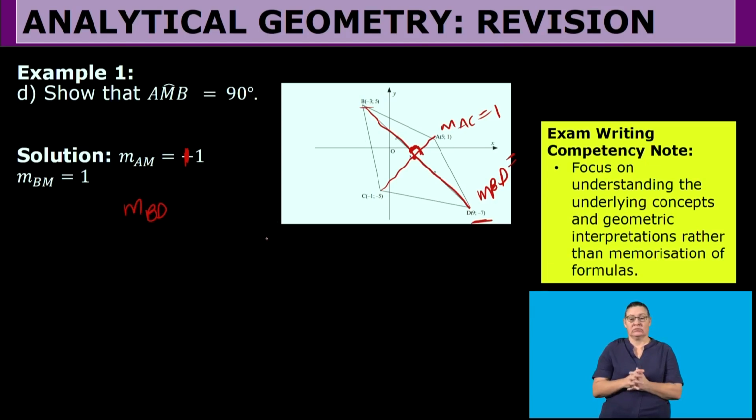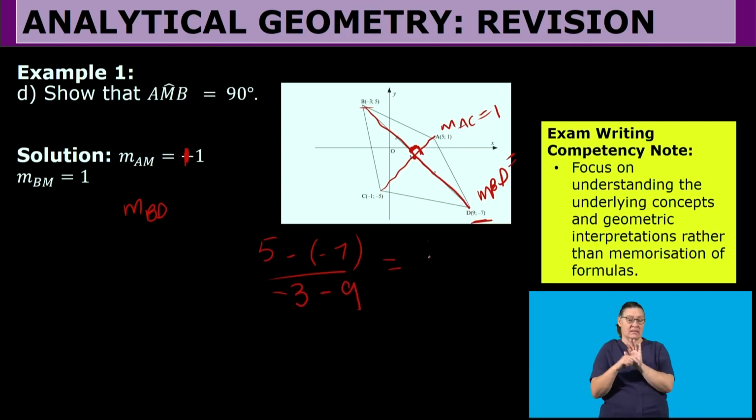Okay. But working out the gradient, let's check. It's going to be y2 minus y1 all over x2 minus x1. So 5 minus 7, that gives me 12 over negative 12, which is negative 1. So therefore we get the gradient of BD, which is the same as BM, because remember M was the midpoint of BD, is equal to negative 1.